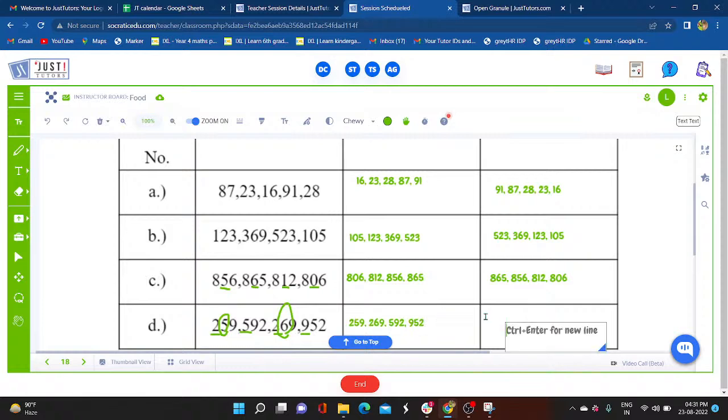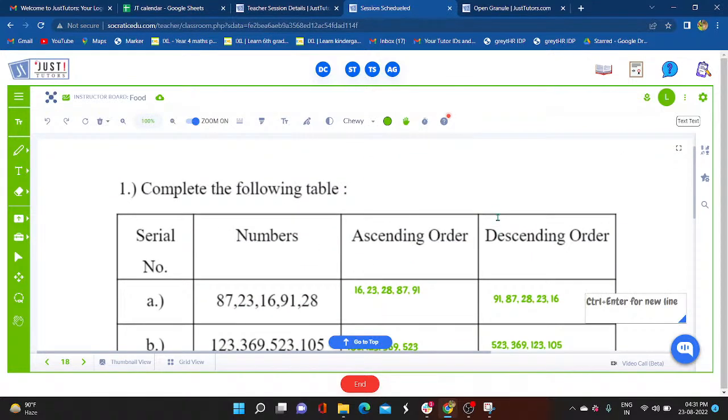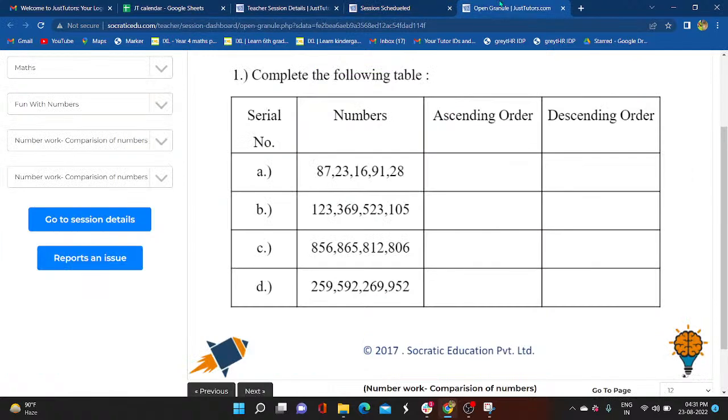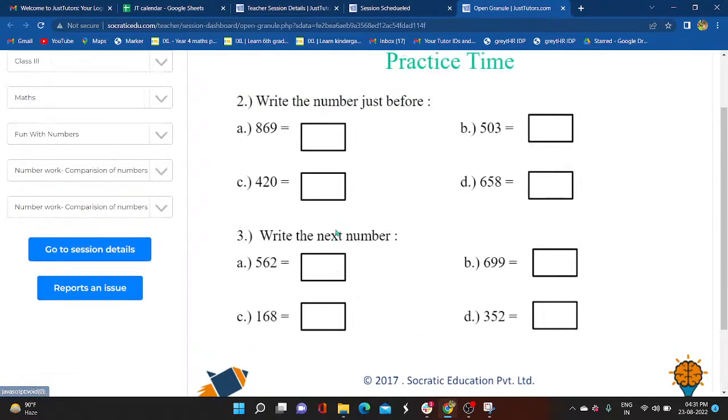Now I would do just the opposite. 952, 592, 269, and 259. Done. Okay, now this was the practice question that we tried on ascending and descending order. Now let's move on. Let's see what we have further.